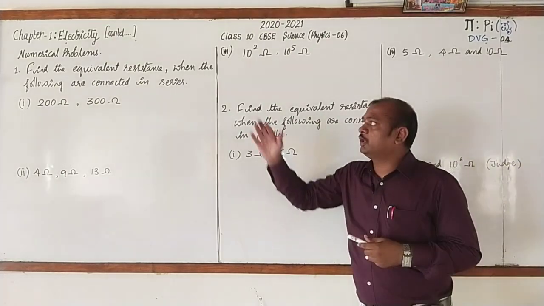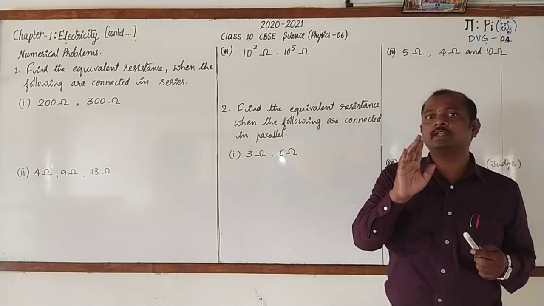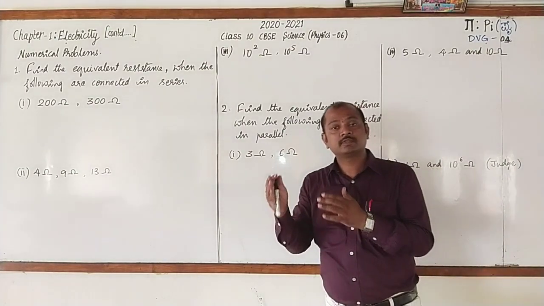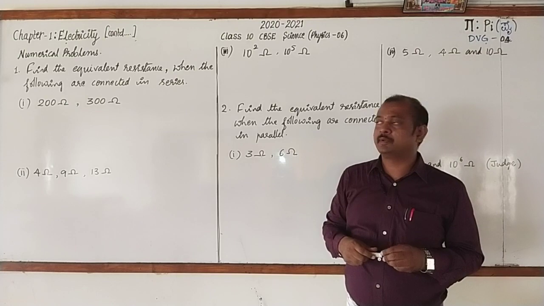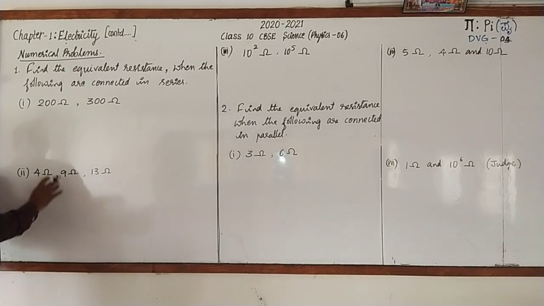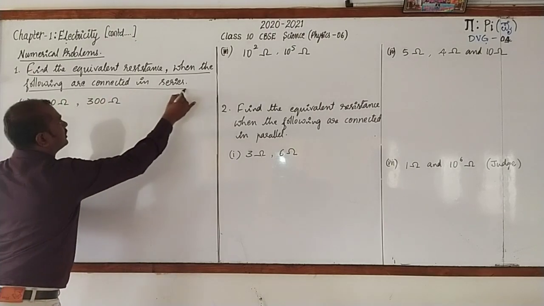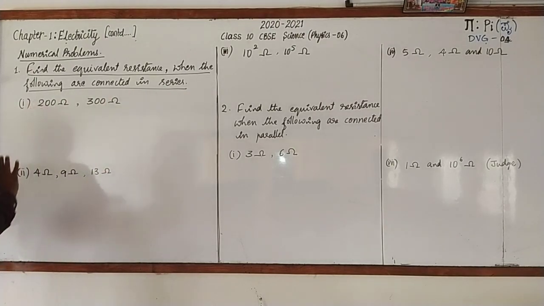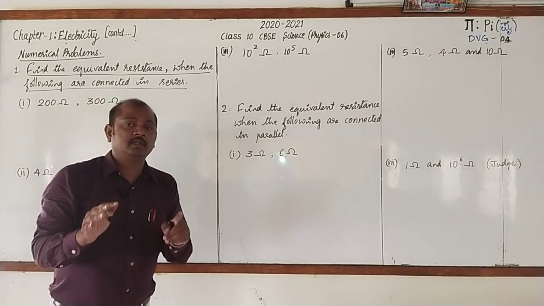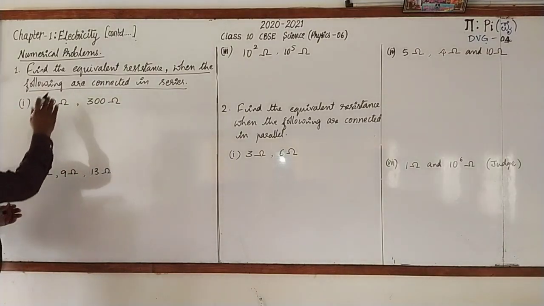Dear students, now we will move on to some of the important numerical problems with respect to both series and parallel. First I am going to take a very simple problem, then we will move on to some other more important types of problems. Look here, I have written numerical problems. In the very first one, find the equivalent resistance when the following are connected in series. Here the resistors are given and they are connected in series. If so, you are going to find the total resistance, nothing but the equivalent resistance.